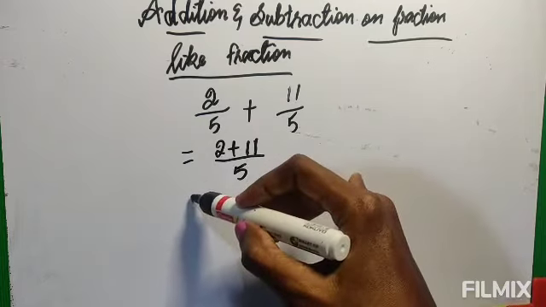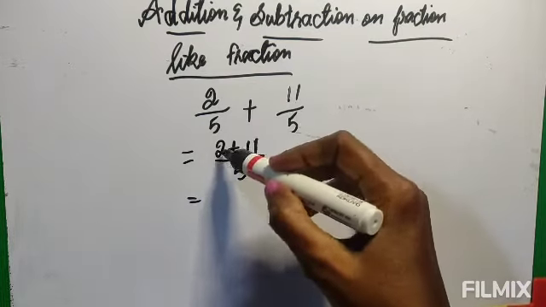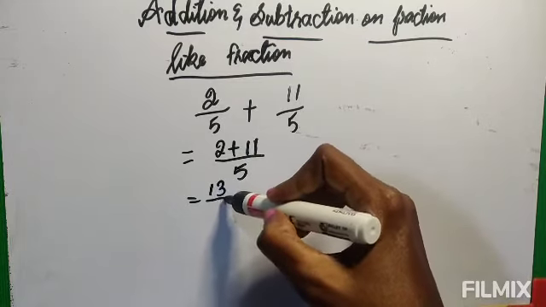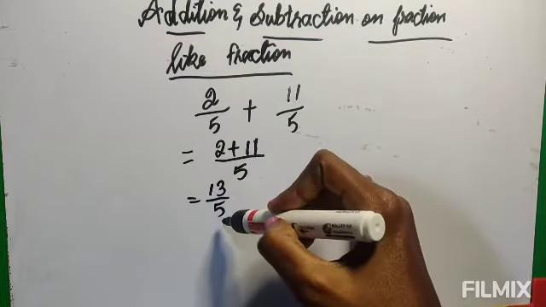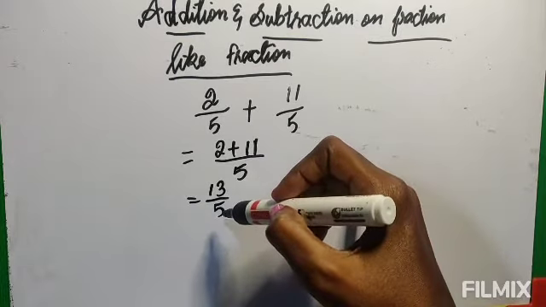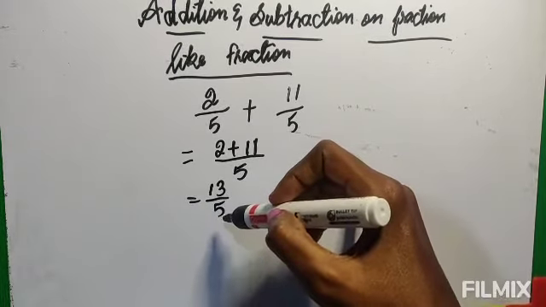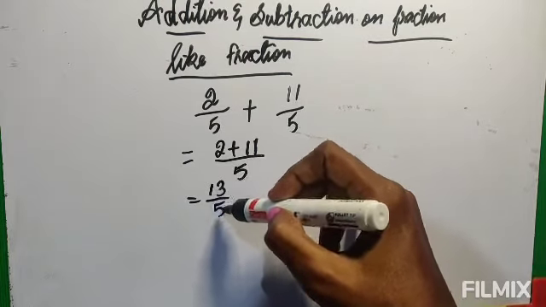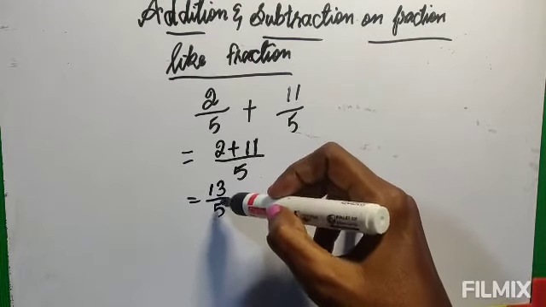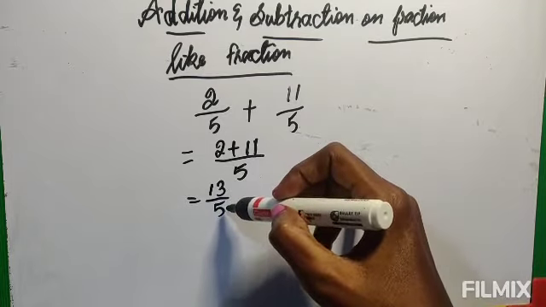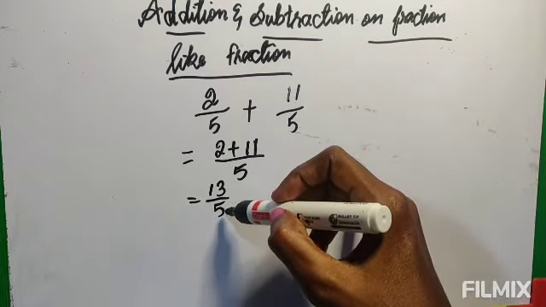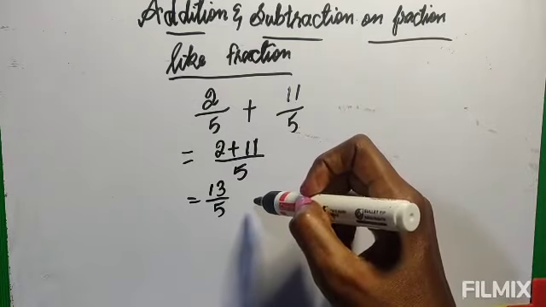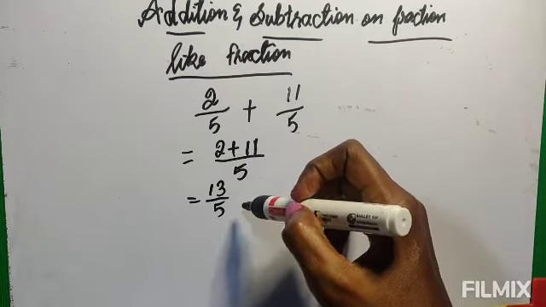Okay, so now let's add the numerators. 2 plus 11, 13. So 13 by 5. This is the answer, but for the final answer we have to reduce. So you have to check whether you are able to divide by any common number. If you are not able to divide, and it is a proper fraction, then you leave it. If it is an improper fraction, then you have to change it into a mixed number.